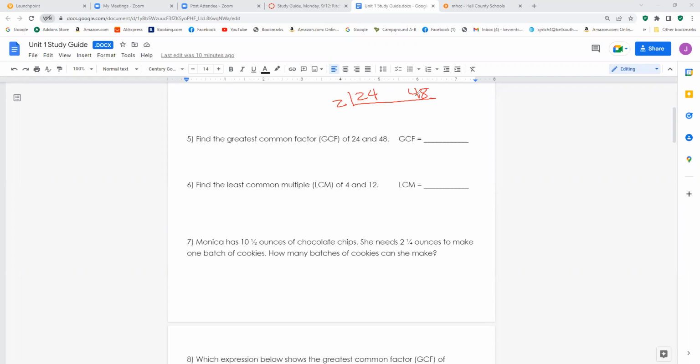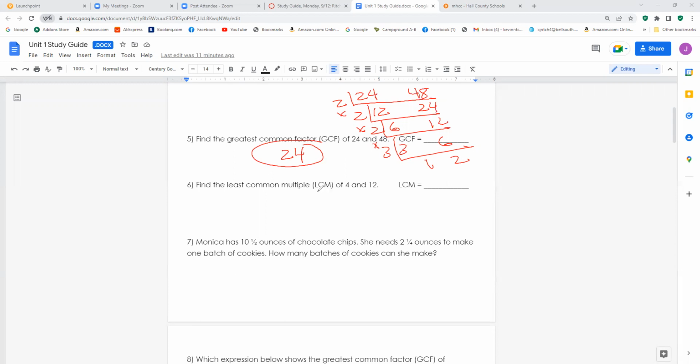All right, so if I divide them both by 2, I get 12 and 24. I can divide them both by 2 again. And I get 6 and 12. Divide them both by 2 again. I get 3 and 6. And divide them both by 3. And I get 1 and 2. All right, 1 and 2 have no common factors besides 1. So now I'm going to multiply 2 times 2 times 2 times 3. So 2 times 2 times 2 is 8. And 8 times 3 is 24. So the greatest common factor of 24 and 48 is 24.